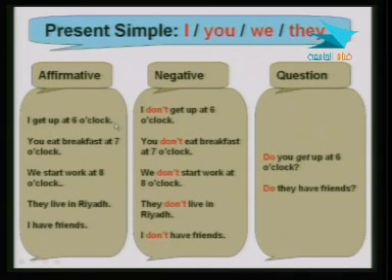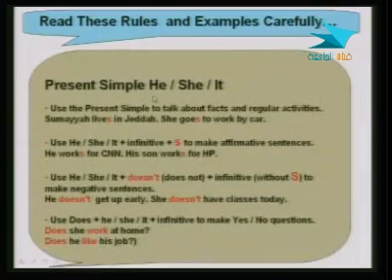Okay. Now, in case the subject is the pronoun he, she, or it, or a singular noun, what happens is that we add s to the main verb. And by the way, here we're talking about the simple present tense. Again, keep in mind, simple present tense. We use the simple present tense to talk about facts and regular activities. Example: Sumaya lives in Jeddah. She goes to work by car.